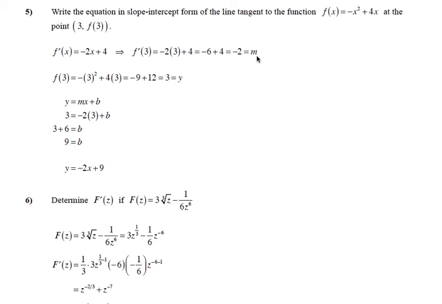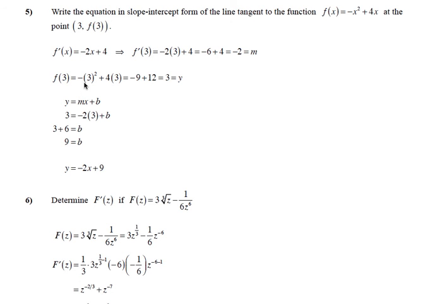Now we need the y-intercept, and to find that, we will solve the equation y equals mx plus b, and so to do that, we need a y value. We need a function value. We have the value of x, which is 3, and we have the value of the slope, the m, which is negative 2. We need to know what this y value is, and so we evaluate the function at 3. Not the derivative, but the function negative x squared plus 4x.